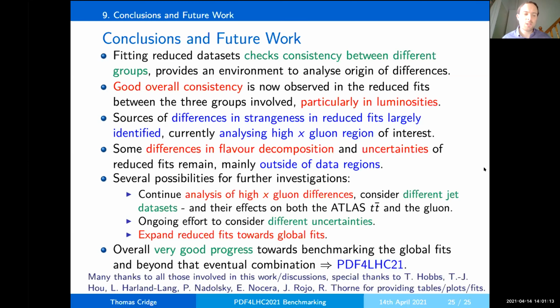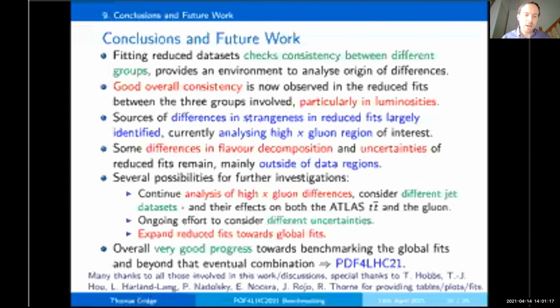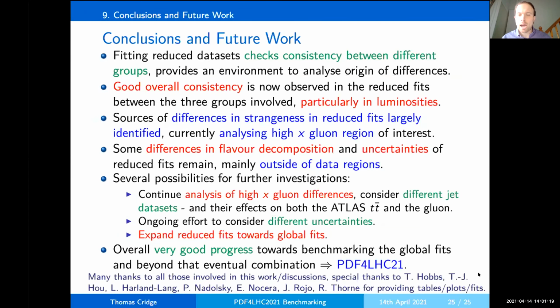So in terms of our future direction of work, we want to continue to analyze the high-x gluon and more generally just expand our reduced fits that we now have a good handle on towards the global fits to understand remaining differences. Once we've done all this, of course, we can then consider a PDF4LHC21 combination set. So thank you, everyone, and let me know if you have any questions.